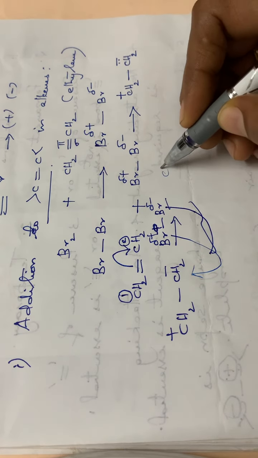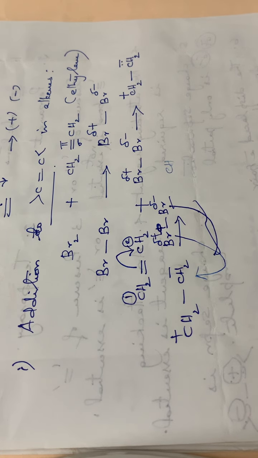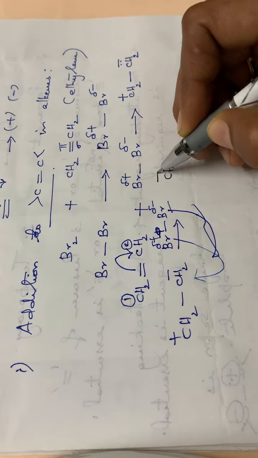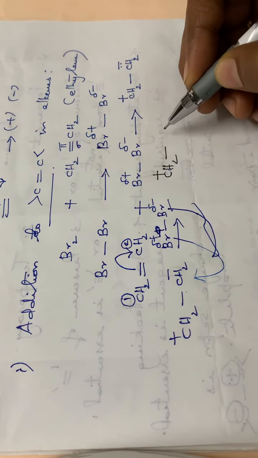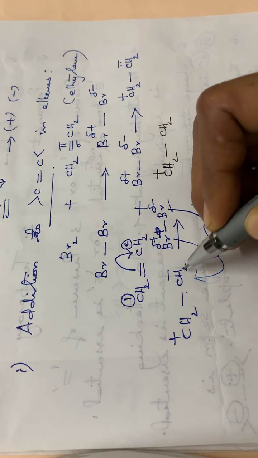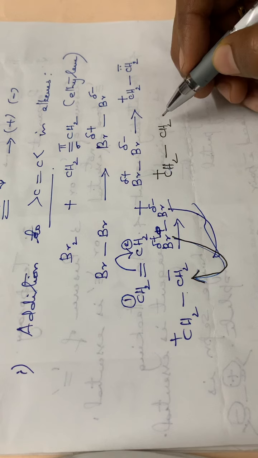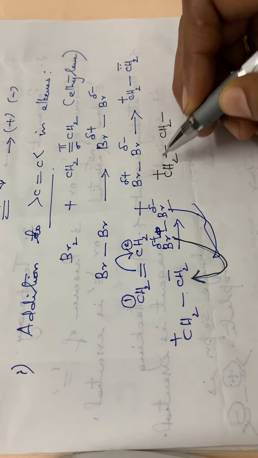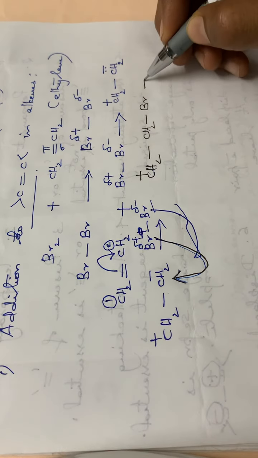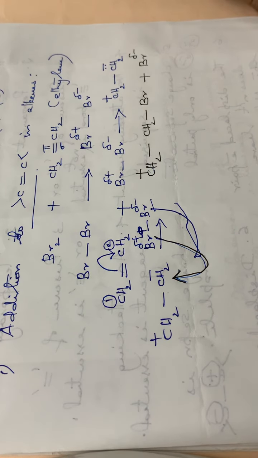We will be getting this CH2 plus, single bond, CH2 minus molecule. To the CH2 minus, Br plus will be adding. So it will become CH2 plus single bond CH2Br, plus the remaining molecule will be Br delta negative or Br negative.